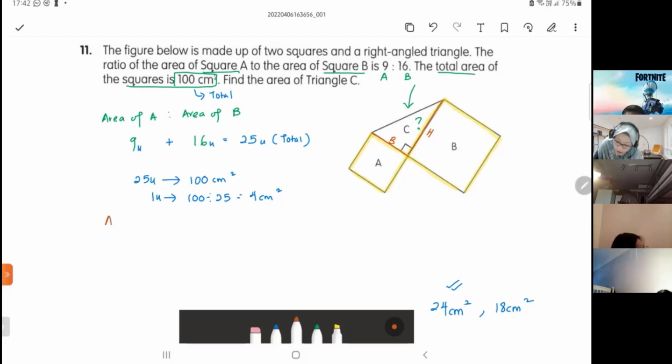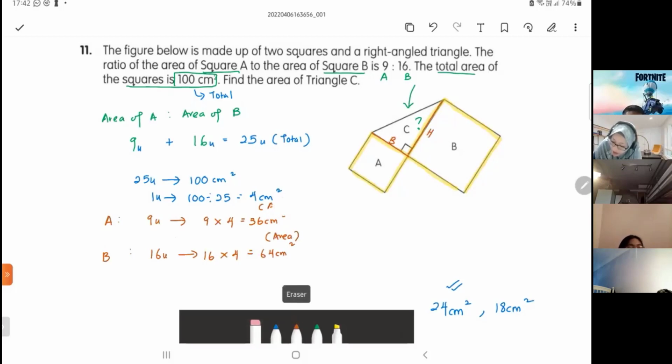So A is 9 units. 9 times 4 is 36 cm squared. Now let's find B. B is 16 units. 16 times 4 is 64 cm squared. Okay, this is my area. This is all my area.